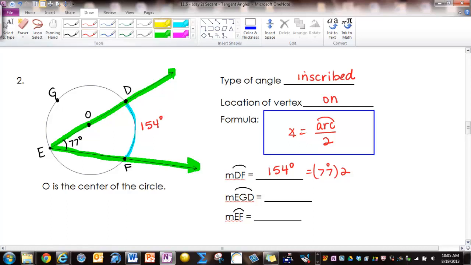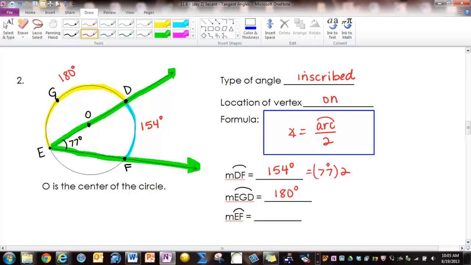Next, I'm going to notice that the measure of angle EGD, which is right here, starting at E, going through G and ending up at D is going to be 180 degrees. And the reason I know that is because it's a semicircle. So I'm going to label it on my picture as well as my answer blank.